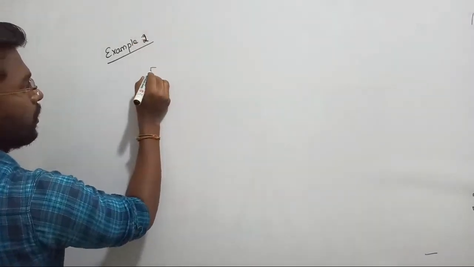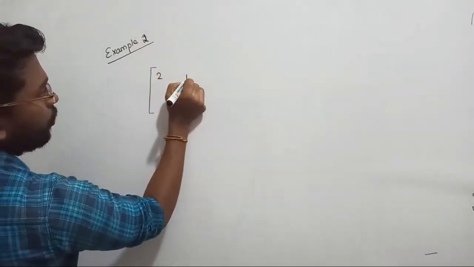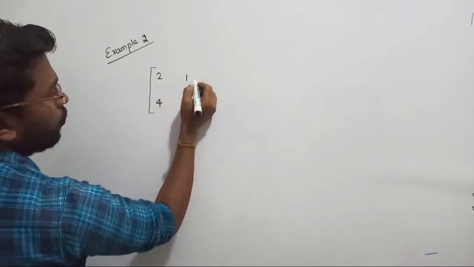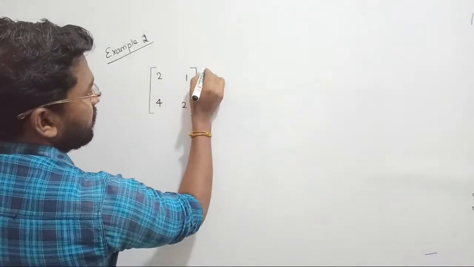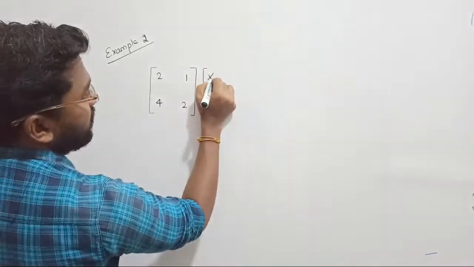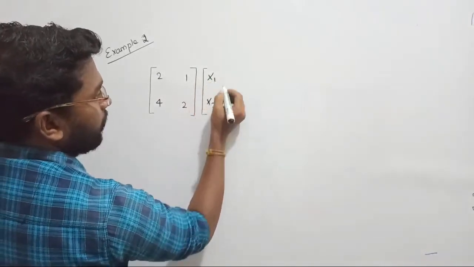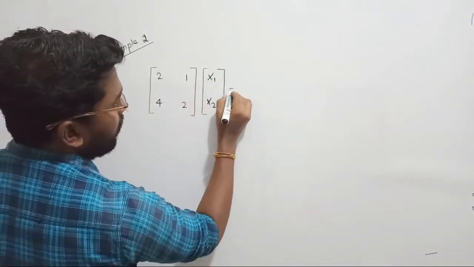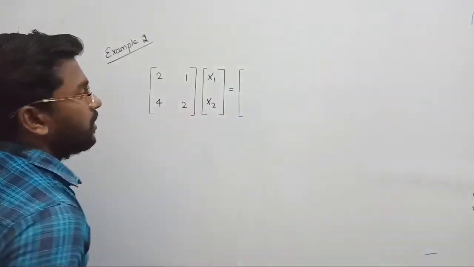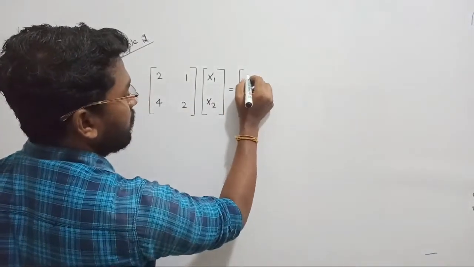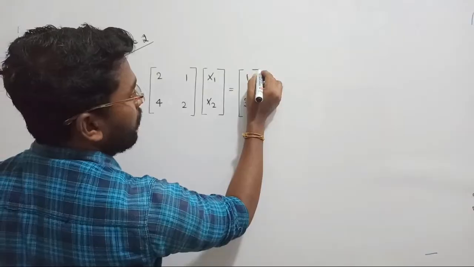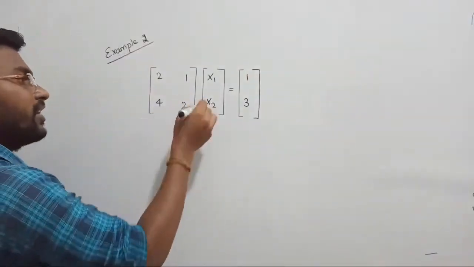Example number 2. Let me select matrix A as 2 1 4 2. Clear? With this, let me select one more matrix here. Let us consider variable x1, variable x2 here, and here let us consider 1 3. Okay, that is a better option for us. Let me write the answer directly.